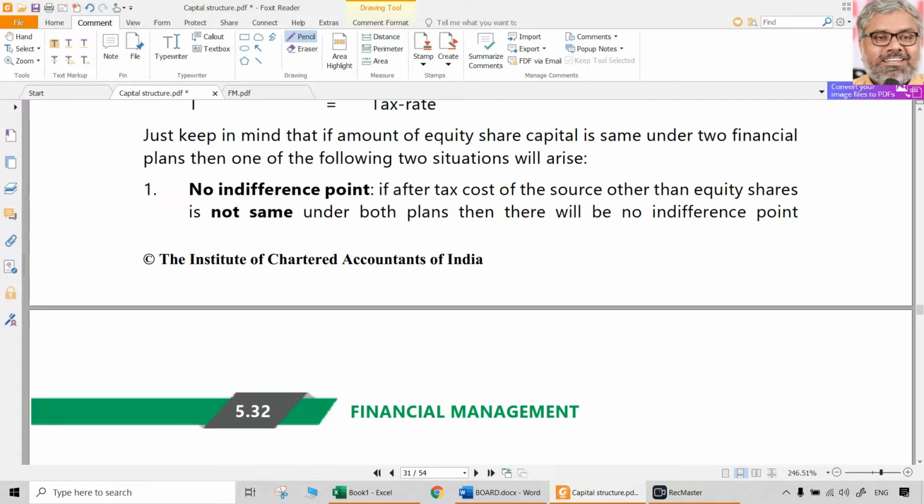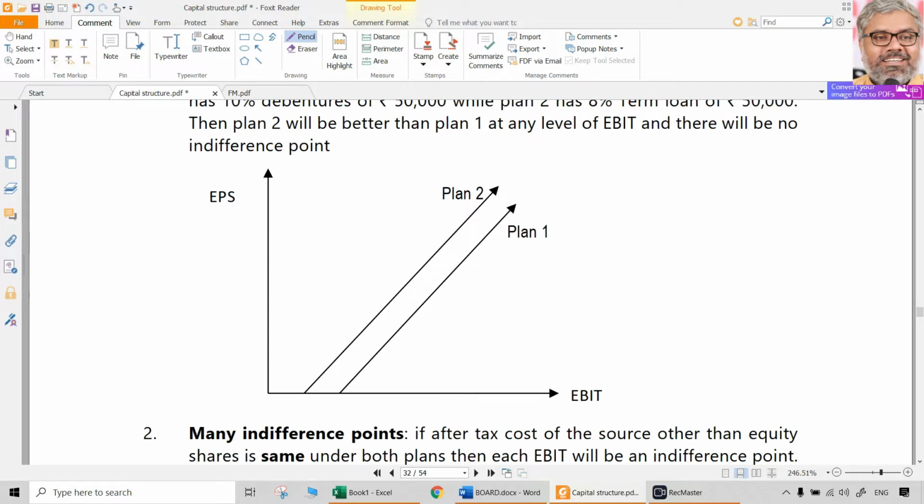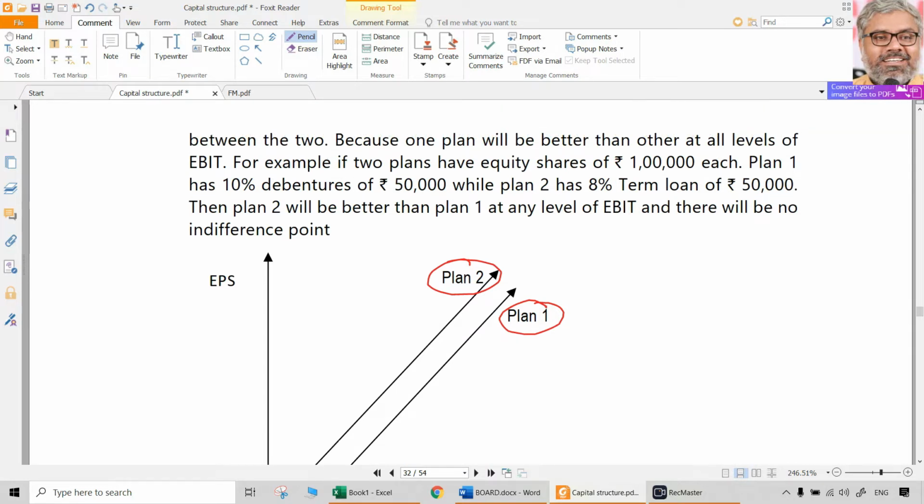Sometimes there may not be an indifference point, possibly, because these two options may always have a parallel relation with each other. Plan 1, plan 2. This is an example where plan 2 is always better than plan 1. There is no way that plan 2 can be equated with plan 1. For example, let us say there are two plans, both having 1 lakh rupees worth of equity shares. Plan 1 has 10% debentures of 50,000. Plan 2 has an 8% term loan of 50,000. So plan 2 is always better than plan 1 because it has a lower rate of interest. Same amounts, everything same. So plan 2 and plan 1 can never be equated.